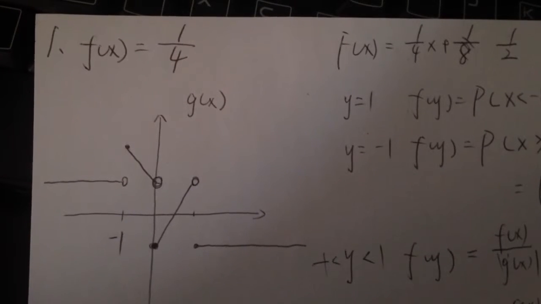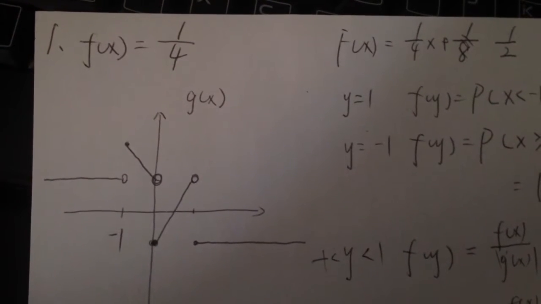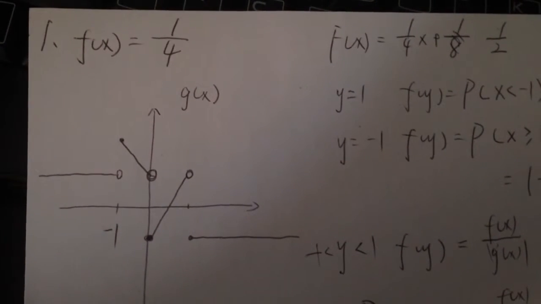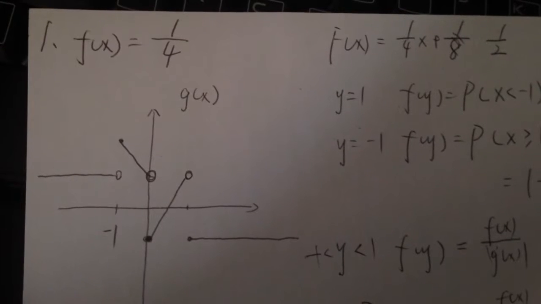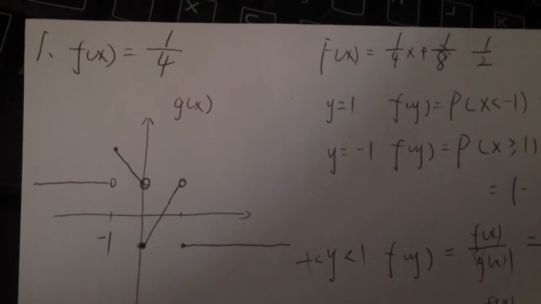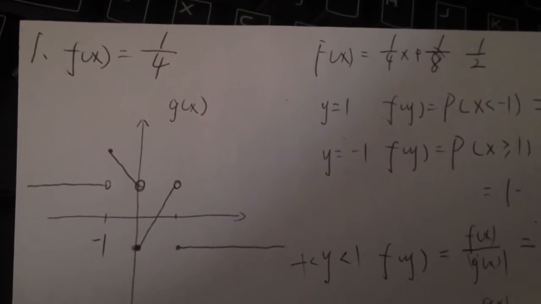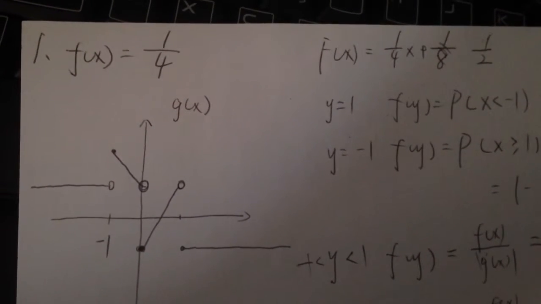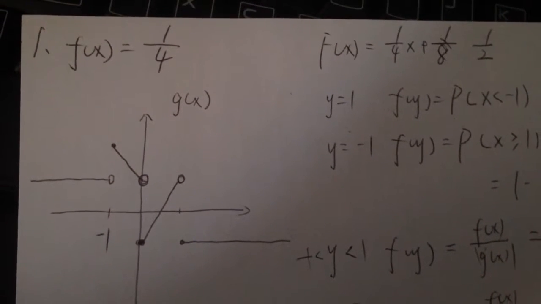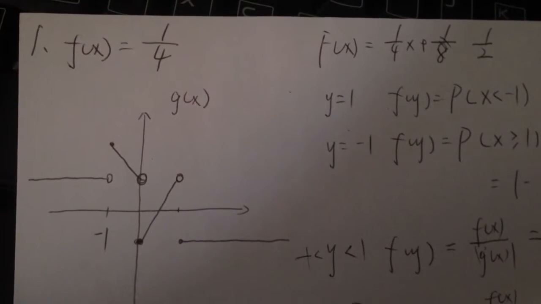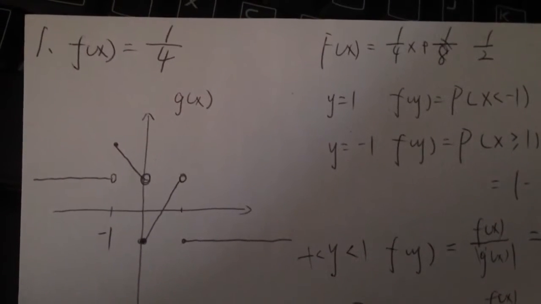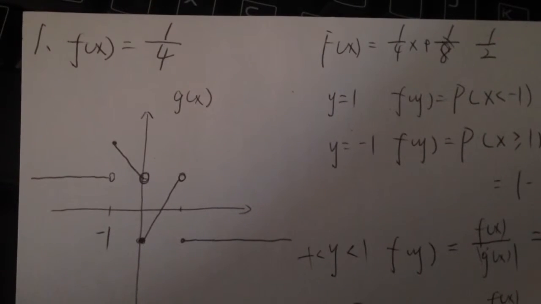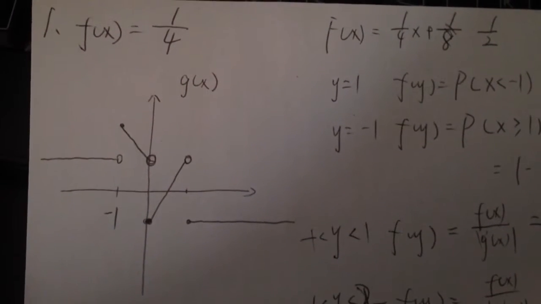So when x equals -2, the big F of x should be 0. And when x is 2, the big F of x should be 1. So here we can get the equation of big F of x: it should be 1/4 times x plus 1/2. And according to the condition given in this problem, we can draw the graph of g of x like this.